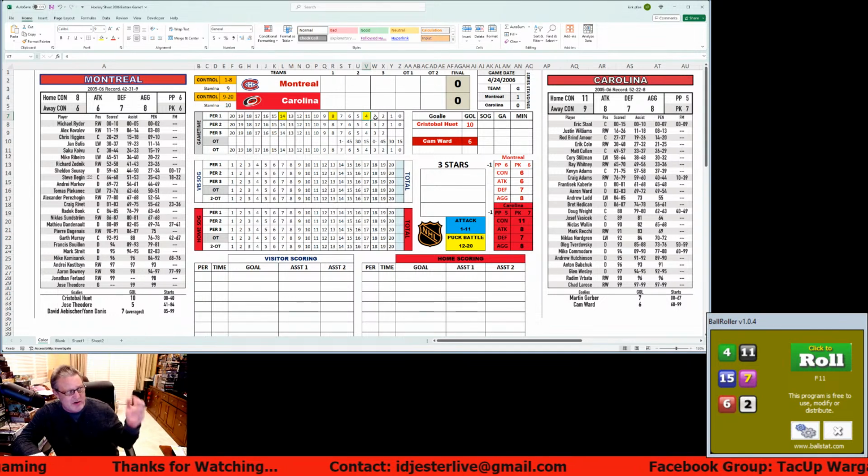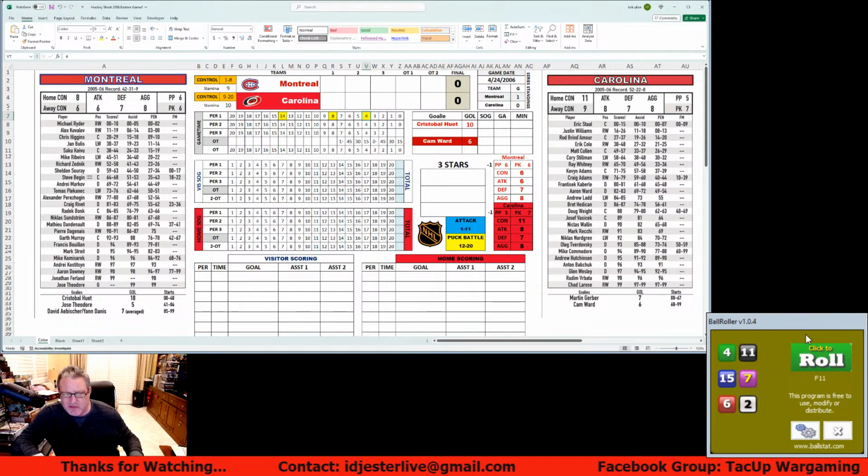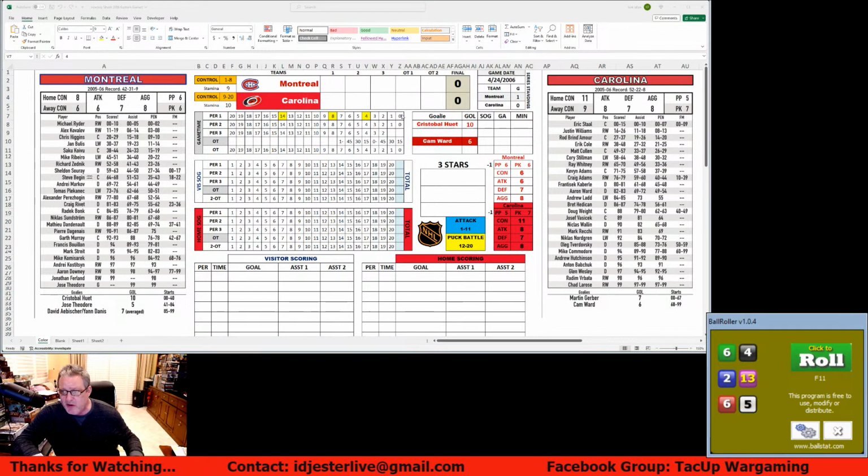The hometown trying to ignite the hometown Carolina Hurricanes, but they can't get things on a roll. And we will move on. 6. So the horn goes.